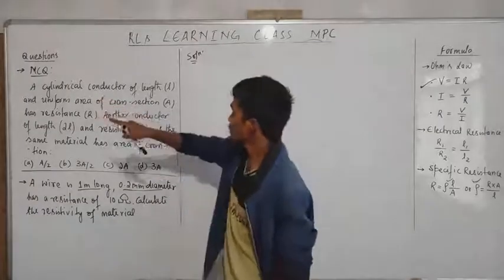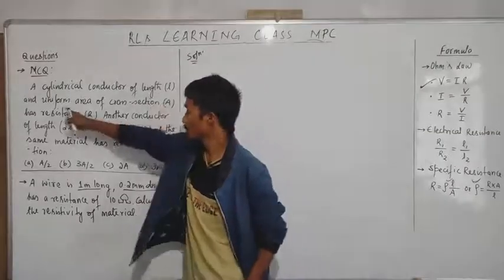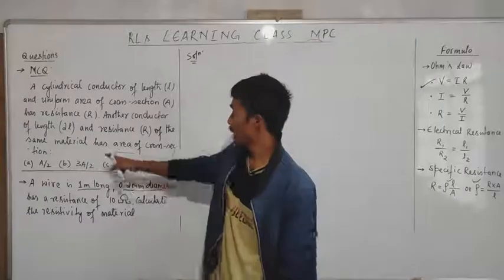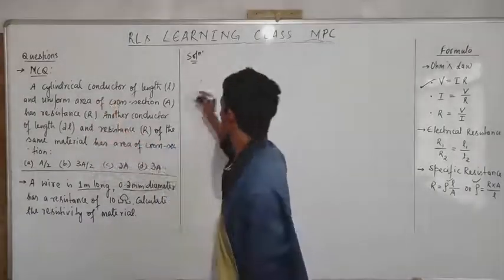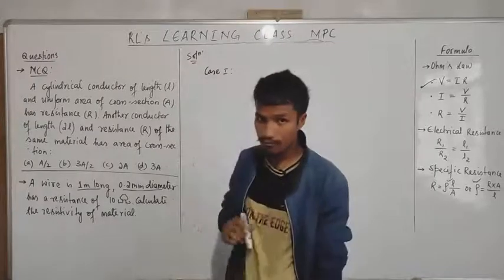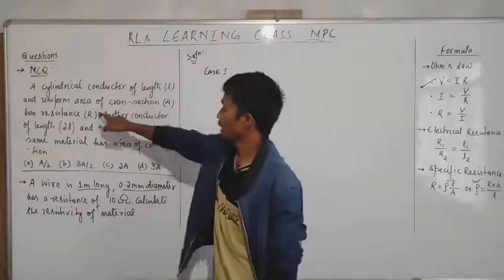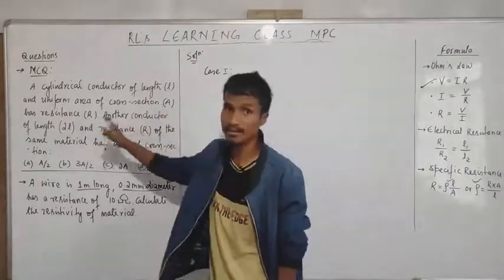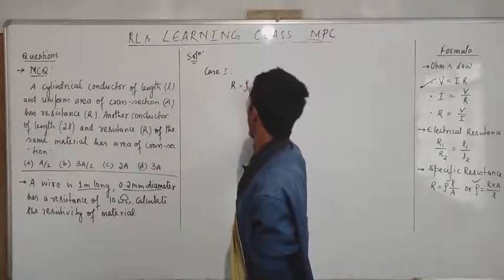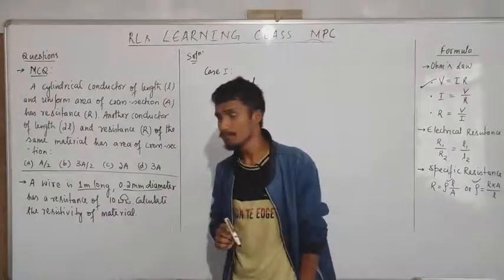A cylindrical conductor of length L. What's the length of this conductor? L. And a uniform area of cross section A. They gave the area, the size of the conductor, has a resistance R. I'll do it like this. Case 1: a cylindrical conductor of length L and a uniform area of cross section A has a resistance R. They gave R is equal to rho L by A. And everything is given.